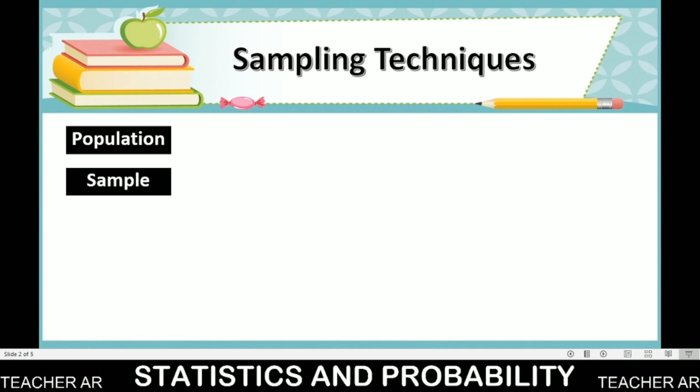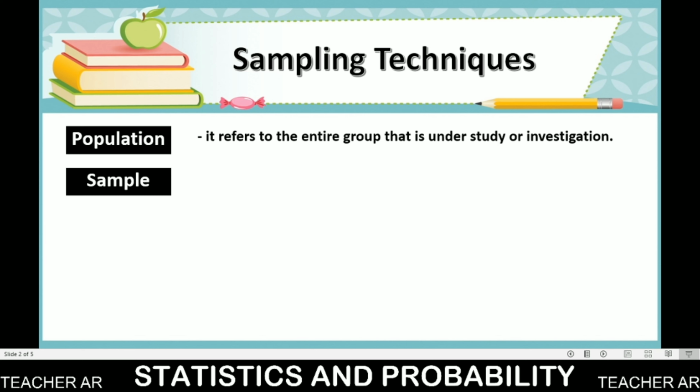Okay, define muna natin sila. When we say population, it refers to the entire group that is under study or investigation. Ibig sabihin, ito yung kabuuan ng grupo na pagkukukunan natin ng mga impormasyon para sa ating study or investigation. Halimbawa, isang city, isang school, or isang barangay.